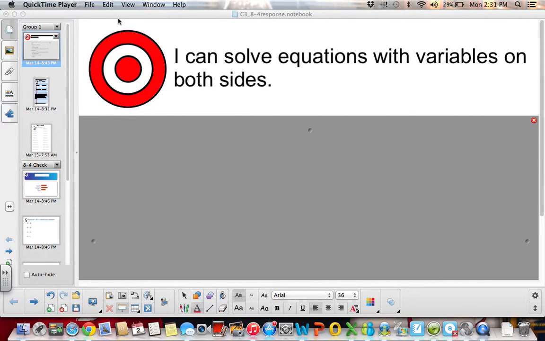Hi 7th graders, this is lesson 8.4. Our learning target is solving equations with variables on both sides.